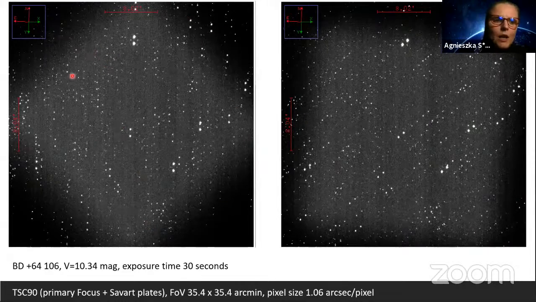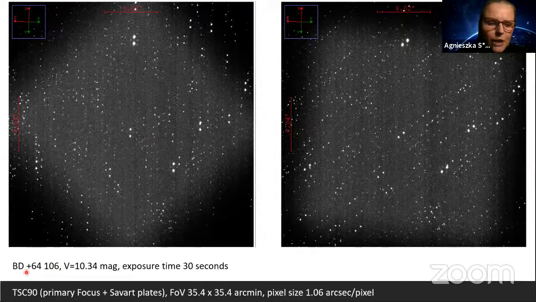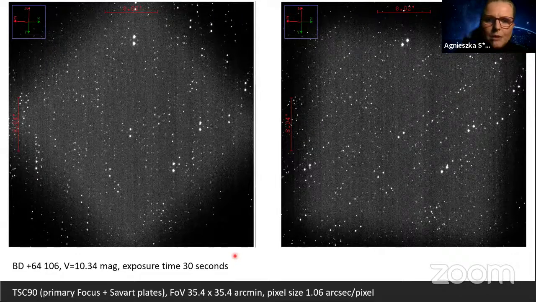And this is an example of the whole image from this SBIG camera. This is a high polarization standard, 10 magnitudes, exposure time 30 seconds, and the field of view is 35 by 35 arc minutes, and the pixel scale is 1 arc second per pixel.